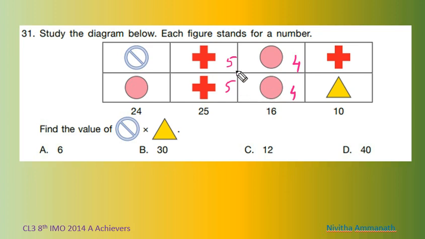Then this is 5 and this is 10. So 5 into how many equals 10? That is 2 equals 10. Then this into 4 equals 24. How many into 4 equals 24? 6 4s are 24. So this is 6 and triangle is 2. So 6 into 2, that is 12. C is the correct option. Next question.